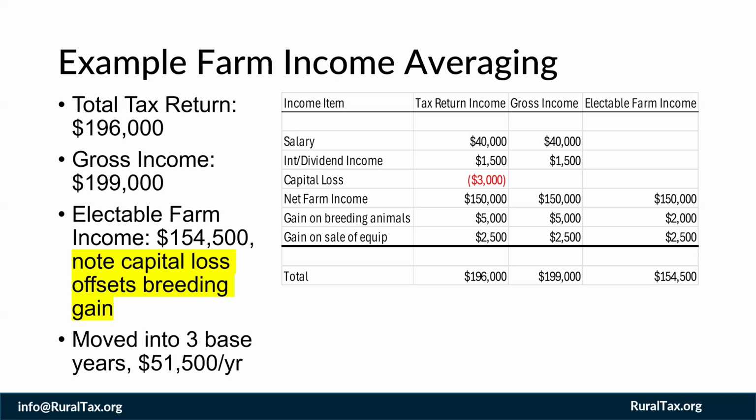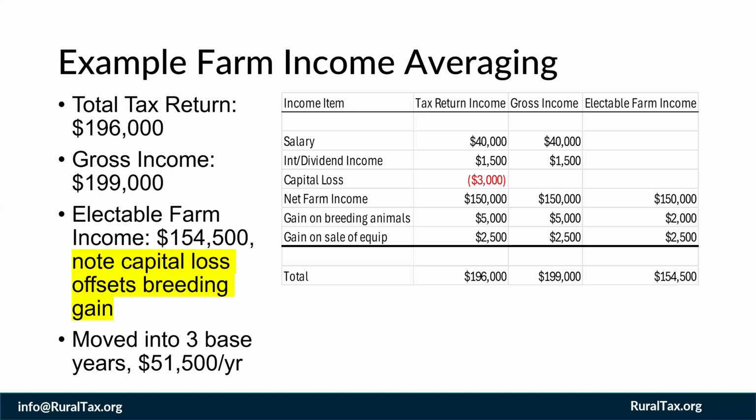Thus, the $5,000 is going to have that $3,000 capital loss offset. So that's why we only have $2,000 over there in that far right-hand column. And then we have the gain on the sale of equipment, $2,500. So then when you look at the total allowable, electable farm income, $154,500.